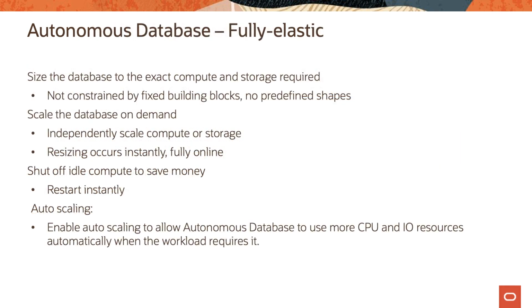Autonomous database is fully elastic. Customers can size the database to the exact compute and storage required. They are not constrained by the fixed building blocks and don't have to worry about predefined shapes for spinning up the service. They can scale the database on demand independently, scaling compute or storage. These resizing operations occur instantly with the database being fully online. There is no downtime when the scaling operations occur.